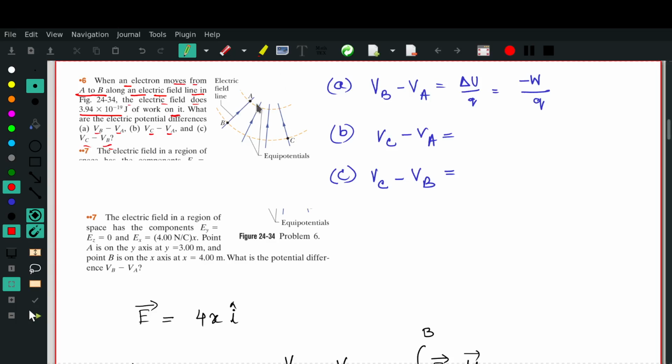Okay, so what they are saying is there is some electron which was sitting at point A, which was here before, okay? And there is some work done by this electric field to bring it to this point B, and the net work done is given by this, 3.94 times 10 to the minus 19 joule, okay? So now they are asking to calculate the potential difference between VB and VA, okay?